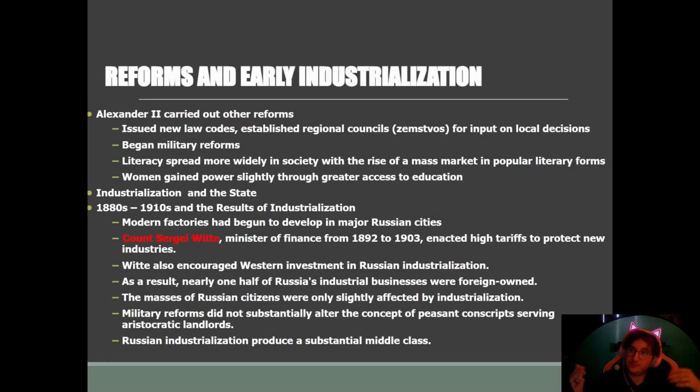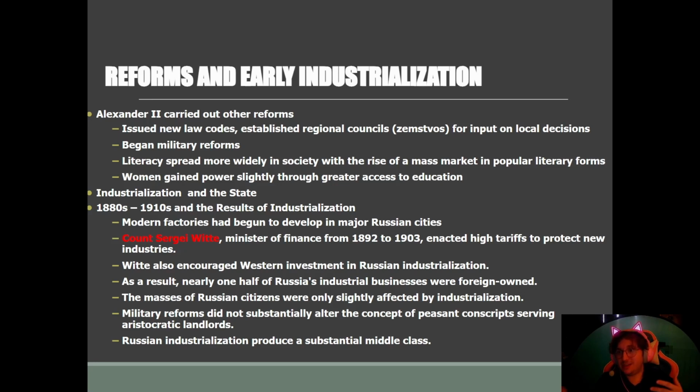All right, so Alexander II carries out other reforms. He's going to issue new law codes, establish regional councils, zemstvos, for input on local decisions. He's going to begin military reforms. He's going to spread literacy, which becomes extremely common with the rise of mass markets and popular literary forms. Nonfiction and fiction books, right? The reading plague sweeps over Russia. Women gain power slightly through access to greater education.